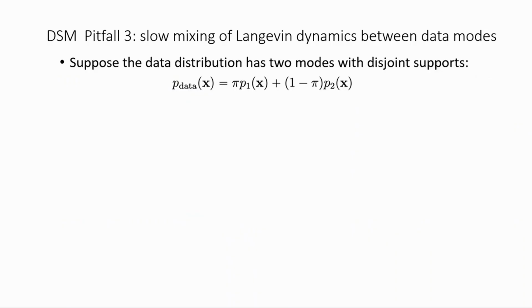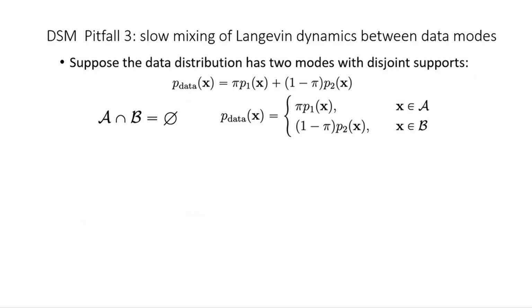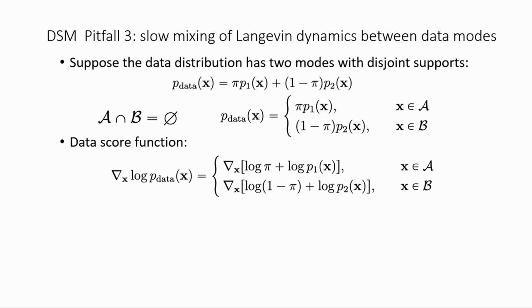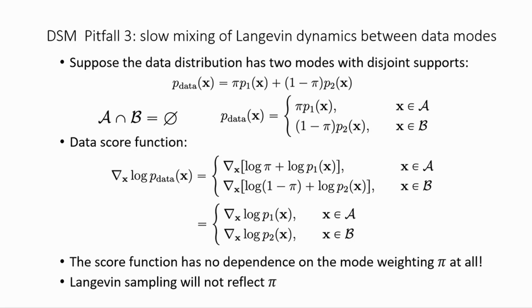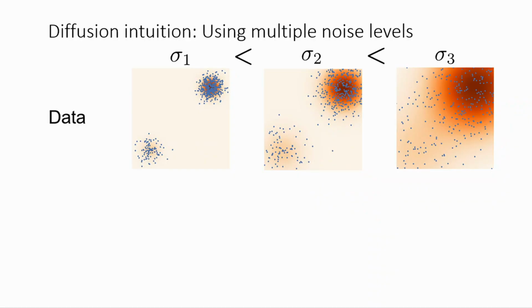Okay, and similarly, it has some issue with the mixing rate when there are multiple modes in the data. So this motivated the next version, denoising diffusion models, where you can already see some preliminary structure of what we use as diffusion nowadays.